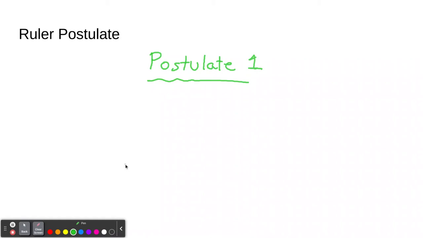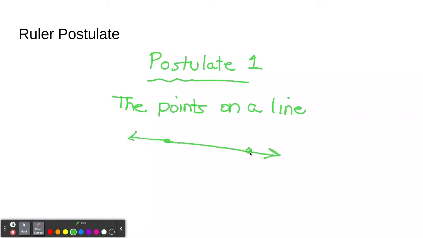So what postulate 1 says, and I'll show you a picture in a minute, is that the points on a line. We know what points are, right? So here's a line, and right here are points. We'll call them point A and point B. So the points on a line can be matched one-to-one with real numbers. The points on a line can be matched, or measured, with real numbers.